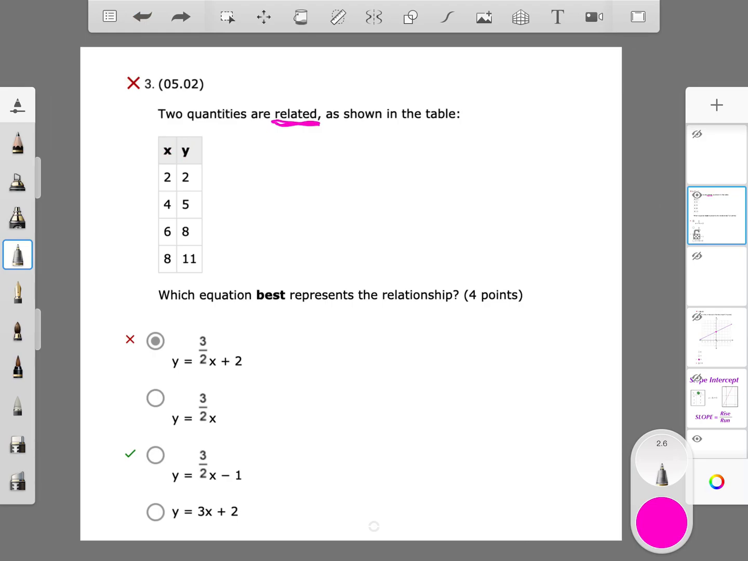It doesn't show us what y will be when x is 0, but we could certainly figure that out by looking at the pattern, the jump between points on the graph. But let's finish reading the question and make sure we understand what they're asking. Which equation best represents the relationship? Okay, so we are going to need to know slope, rise over run, and we are going to need to know y-intercept. Okay, because you need both of those things to make a successful equation.